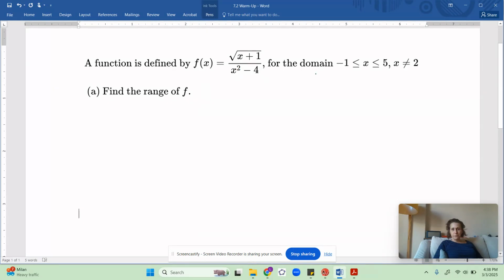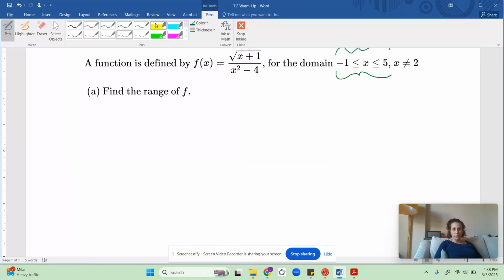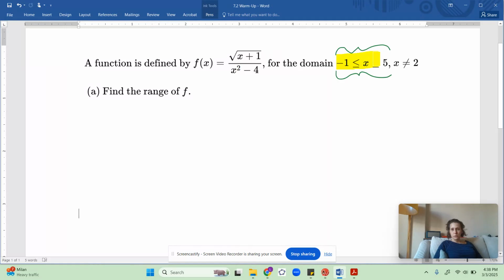So we have a function, and it says this function is only true for this domain. This is what IB loves. They love giving you this restricted domain. So it's only true for these values, except x cannot equal 2. And we want to find the range of this. A lot of students try to find the range by hand. You don't want to do that. You want to use the calculator to help you. And so go ahead and graph this in the calculator.